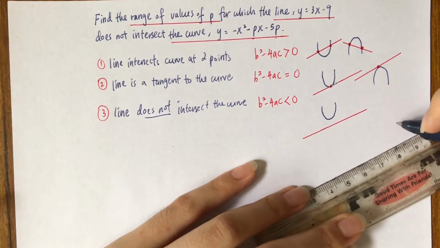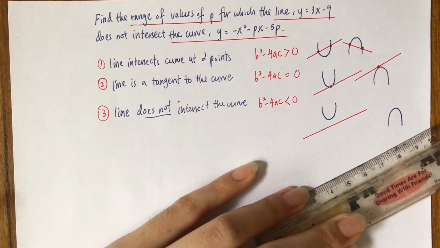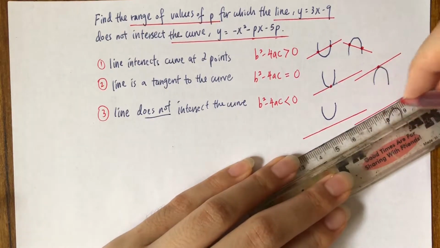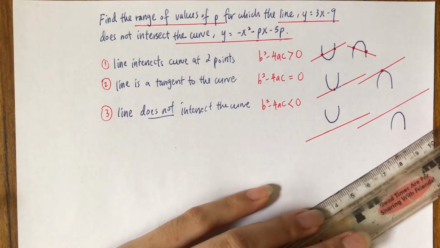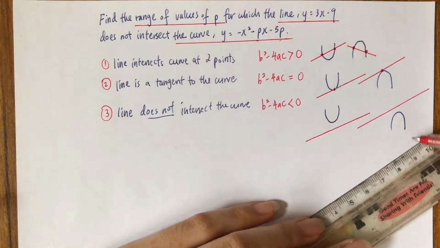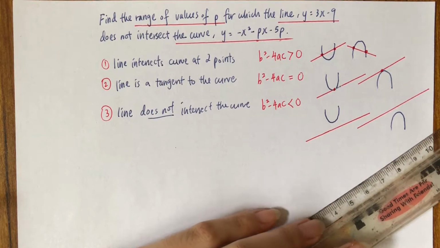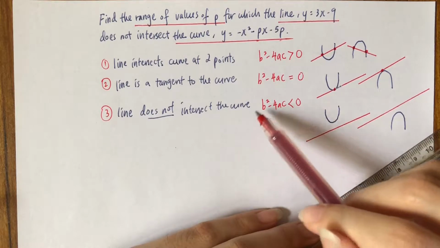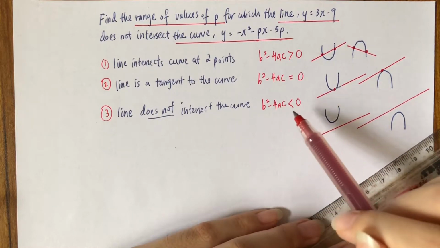Then in the case of an inverted curve, the line is just above it, and no matter how long I draw this line, no matter how long I extend the ends of the curve, the line simply does not meet the curve anywhere. So that's when b squared minus 4ac, the discriminant, is lesser than 0.